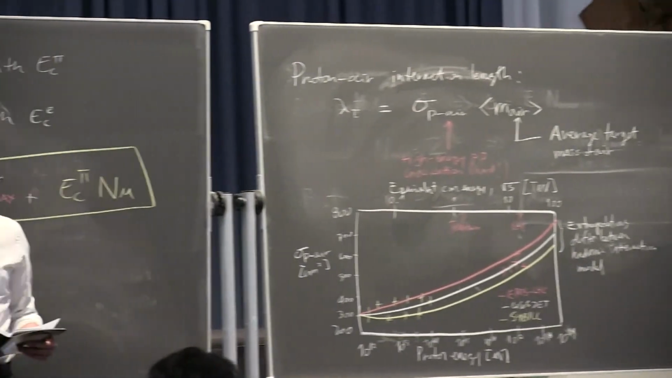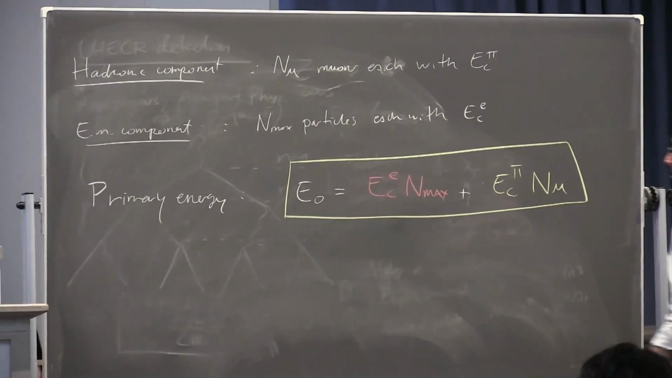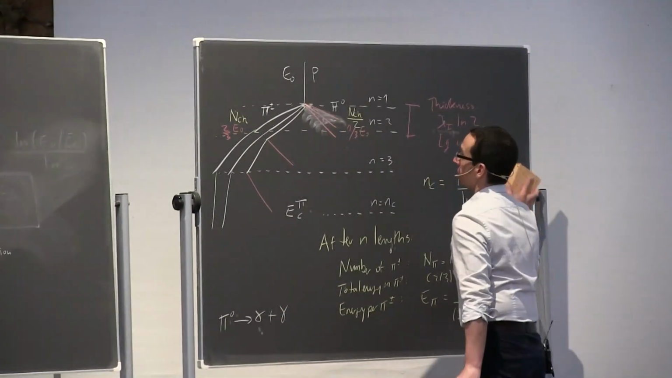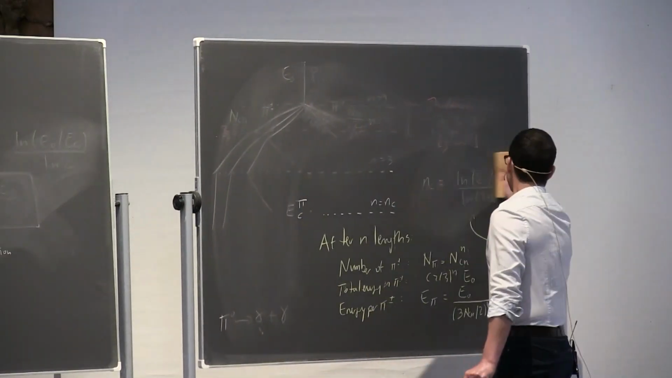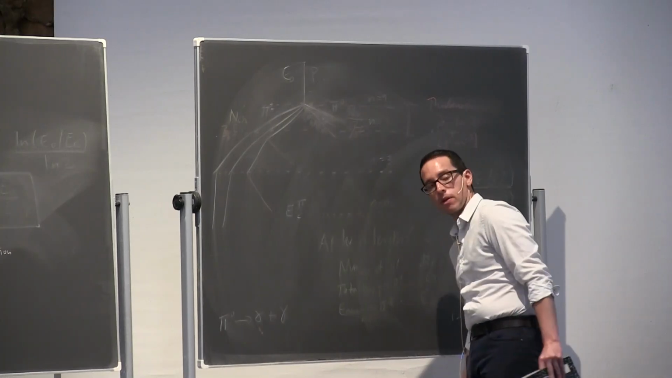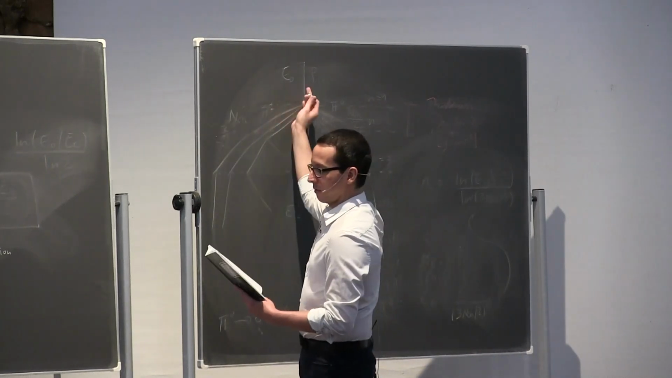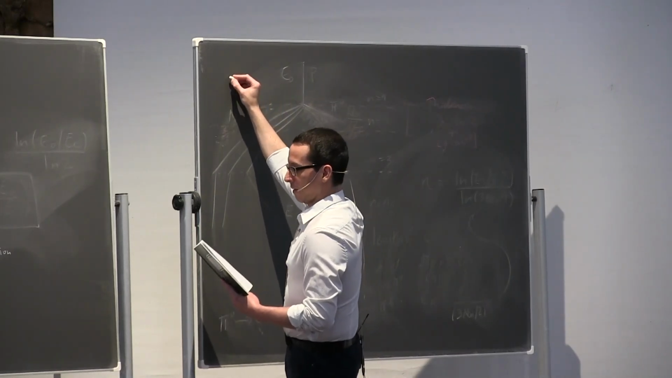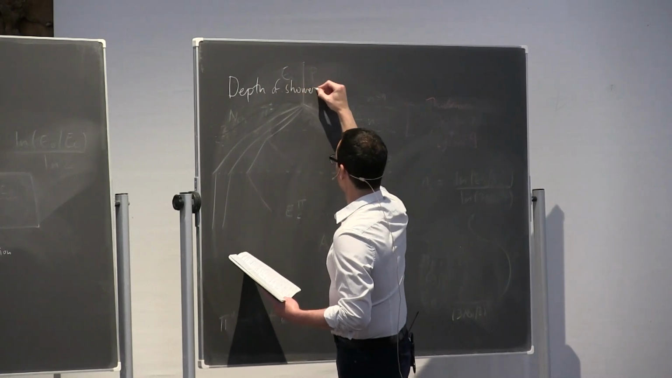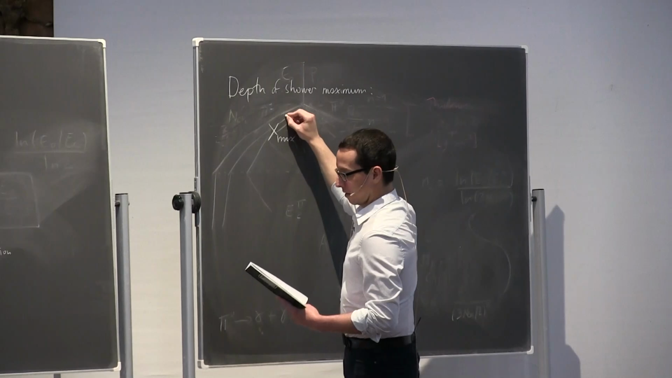Now, there's one final thing I wanted to show regarding the shower development, and then we'll pause for a moment. I've been talking about reconstructing the primary energy, but I have been mentioning that we would like to also reconstruct what the mass of the primary was. By similar arguments as the ones I laid out before for the energy of the primary, and I laid out the derivation in one of the exercises, you can find that the depth of shower maximum, this is a column depth of shower maximum for a proton initiated shower, is X max for proton.